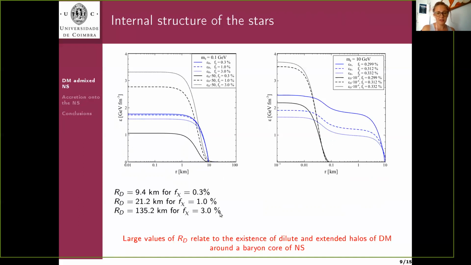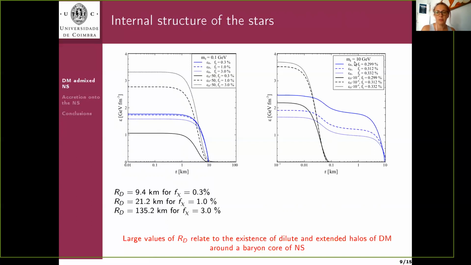And at 3% of dark matter, the radius of the dark matter component equals 135 kilometers, which makes us conclude that light dark matter particles tend to create a very dilute and extended halo of dark matter around the baryon star, which is not the case for heavy dark matter particles.